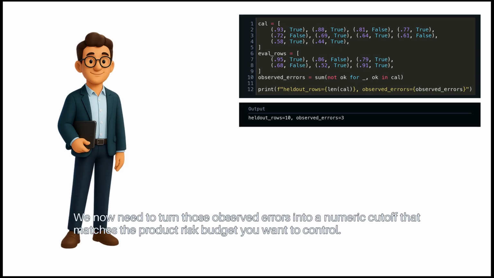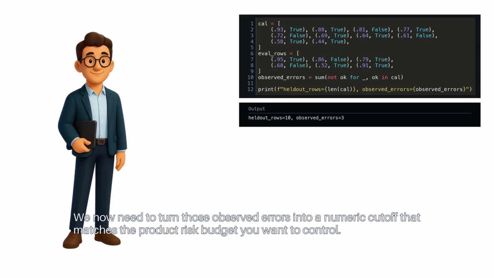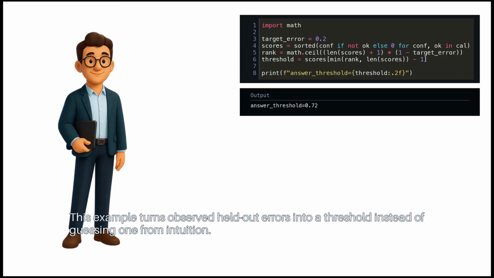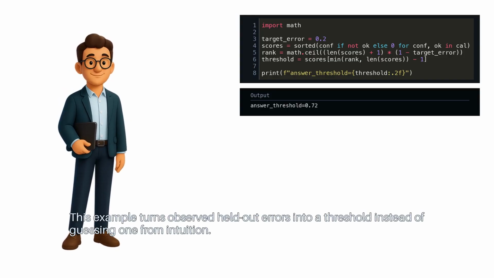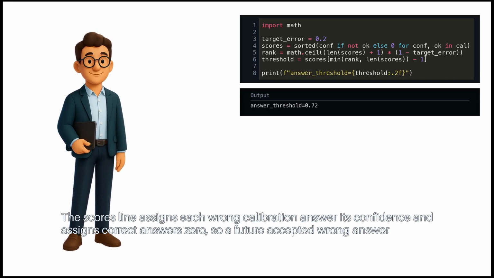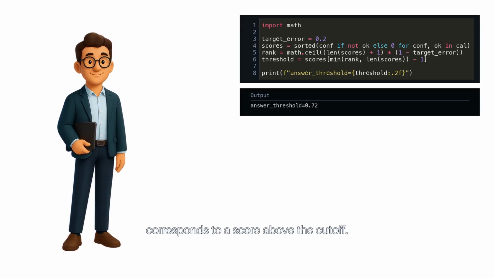We now need to turn those observed errors into a numeric cutoff that matches the product risk budget you want to control. This example turns observed held-out errors into a threshold instead of guessing one from intuition. The scores line assigns each wrong calibration answer its confidence and assigns correct answers 0, so a future accepted wrong answer corresponds to a score above the cutoff.